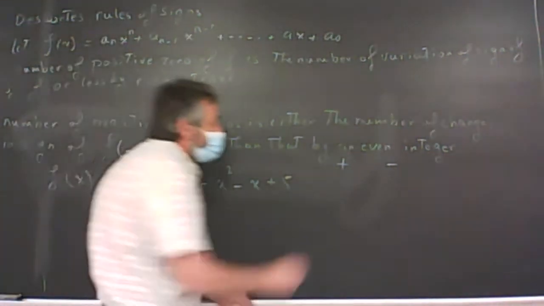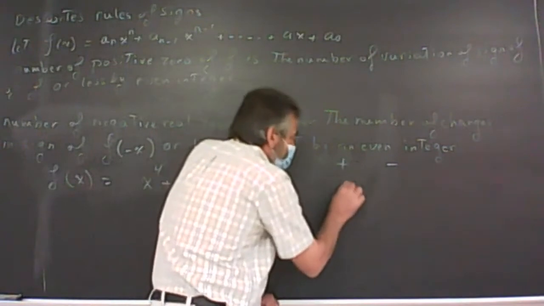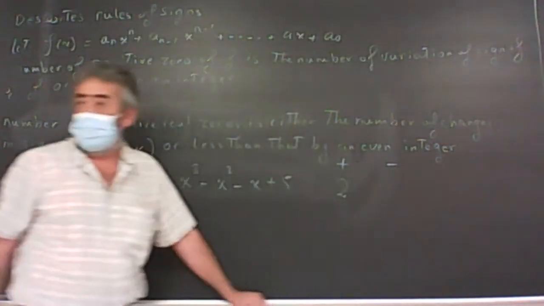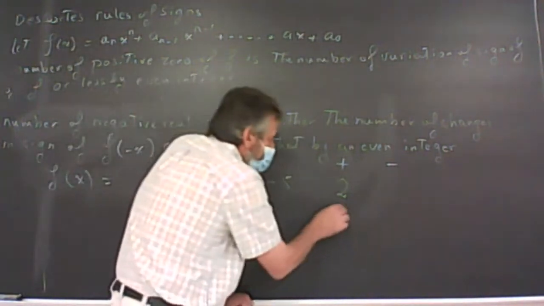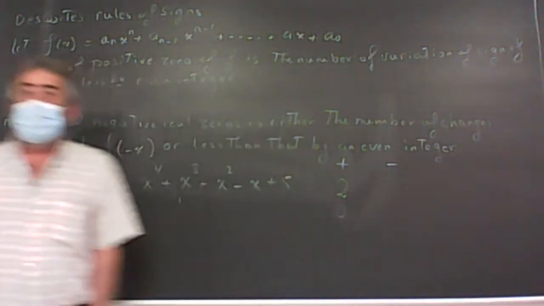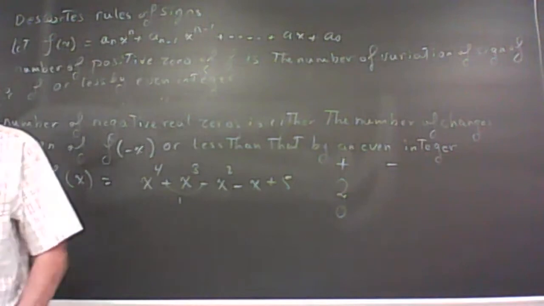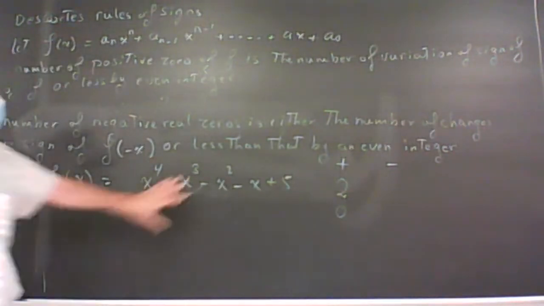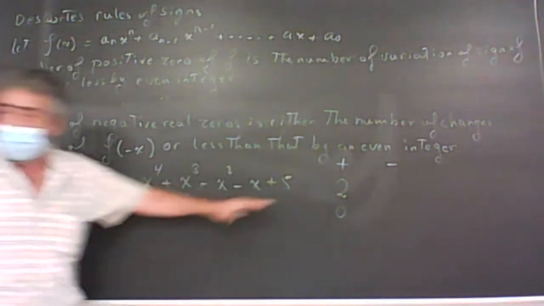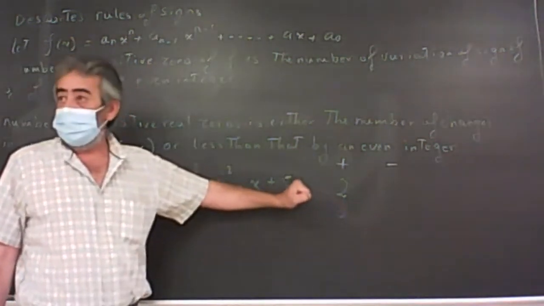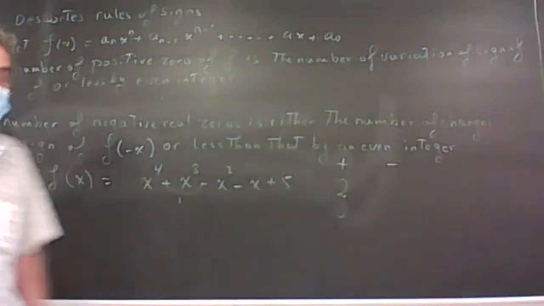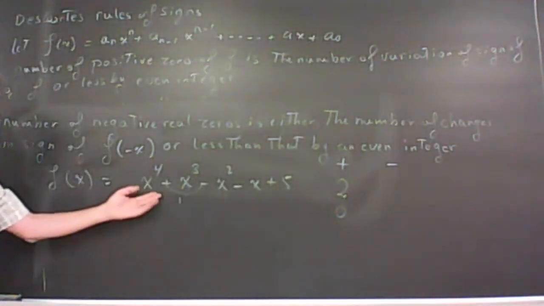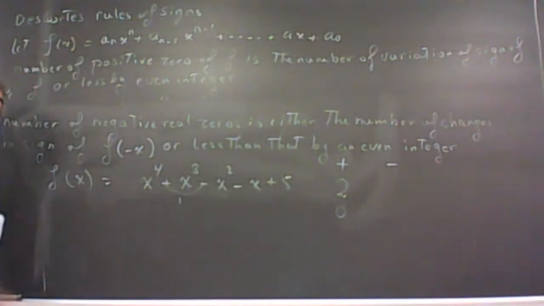So therefore, we can conclude the possible positive answers are either 2 or, if we go down by an even integer, so we go 2 at a time, it's either 2 or 0. So this polynomial could have two positive real solutions, or it could have none. Let's take a look at how many negative possible solutions there are.